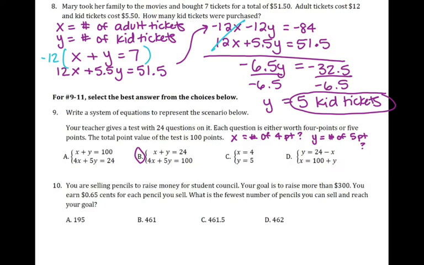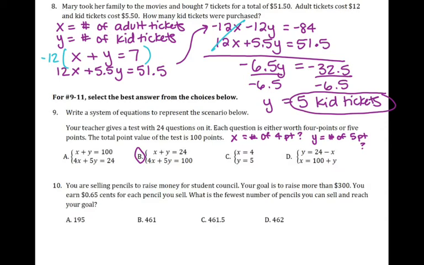But I do want to double check that my second equation makes sense. It is 4 points for one type of question, 5 points for the next type of question, and the total is 100 points. So 4x plus 5y equals 100. So that works.